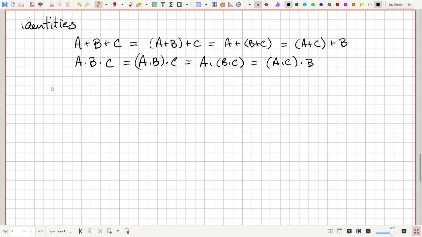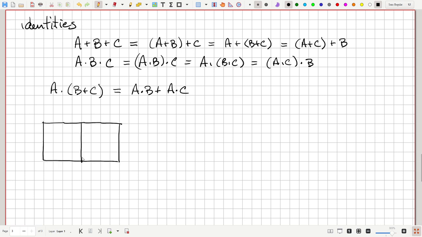All right, now another useful identity corresponds to the distributive law for multiplication. So if we have A and B or C, we can write that out as A and B or A and C. We can expand that out. Now we can see that on a K-map. Or likewise, since the K-map is just a visual representation of the truth table, you could also put these in a truth table. But let's look at this on a K-map.